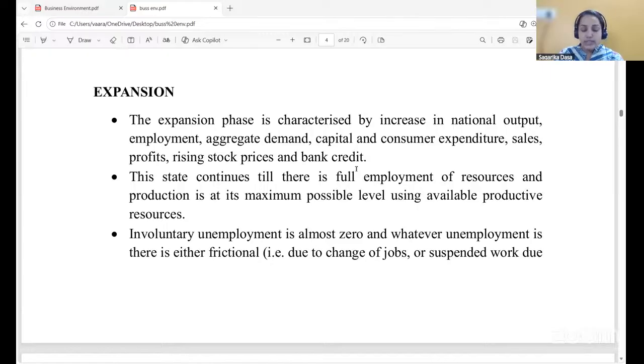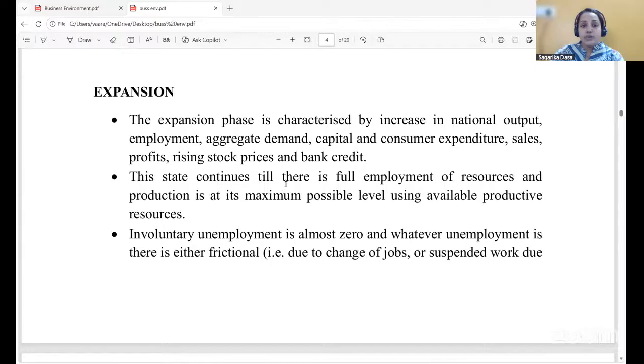When sales increase, profits will increase. When profits increase, the business is running in a successful way. Hence, the stock market prices also increase, and the bank credit also increases. So it's all about expansion, that is, the increasing level.